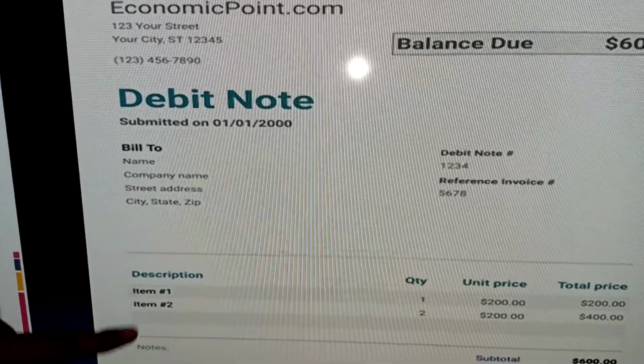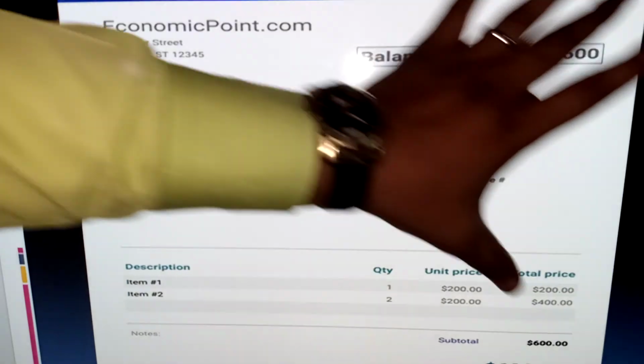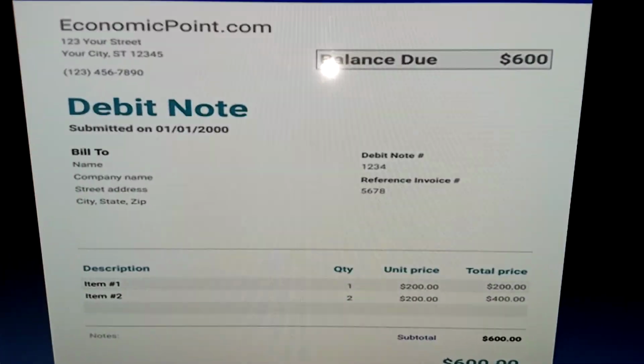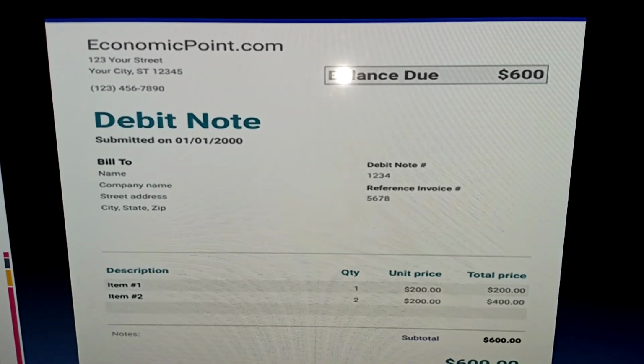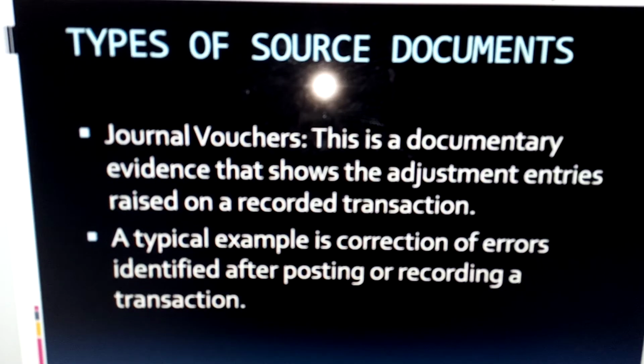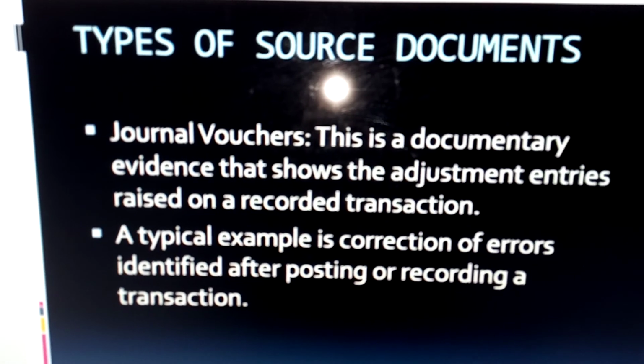Then we have the description, the unit price, and the total here. So this is typically what you see in a debit note. Remember, you are issuing it to the customer to show that he has been undercharged. Now the next one is what we call the journal voucher.